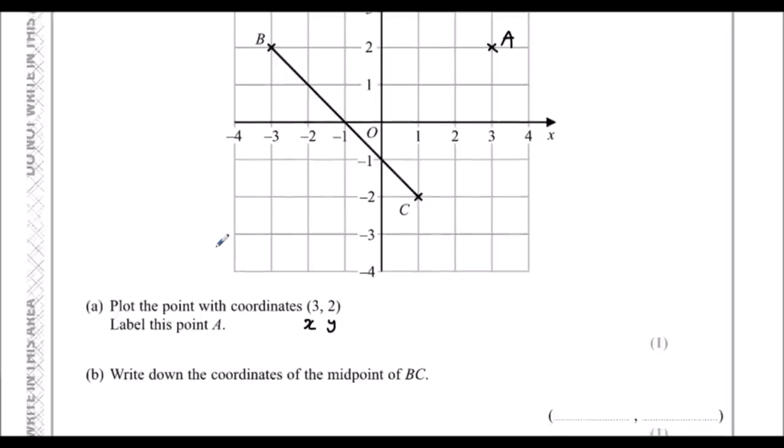Write down the coordinates of the midpoint of BC. So the middle of this line, BC. So where's the middle? From B to C we go along 4 and down 4. The middle must be half of that: along 2, down 2. So halfway along this line. What are the coordinates? So x then y. X is negative 1. And the y is 0. Negative 1, 0.